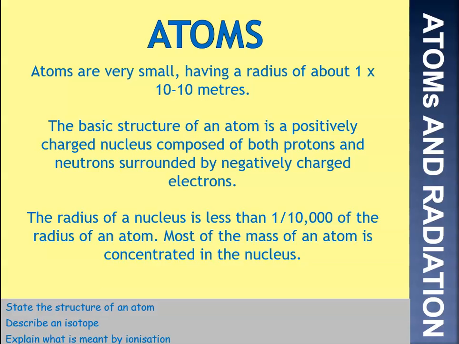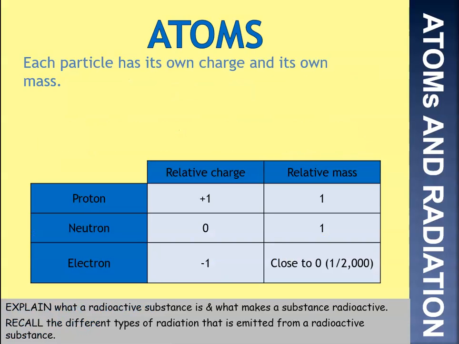Atoms are really small. The radius is around 1 times 10 to the minus 10 meters. That's 1 with 10 zeros before it, so ridiculously small. Basic structure is a positively charged nucleus with protons and neutrons, and it's surrounded by negatively charged electrons. Now the atom itself is quite small, but the nucleus itself is 1/10,000th of the radius of the atom. So it's tiny, it's a real small speck in the middle of an atom. And most of the mass is concentrated in there. So the atom is mainly empty space with a positive nucleus and electrons round the outside.